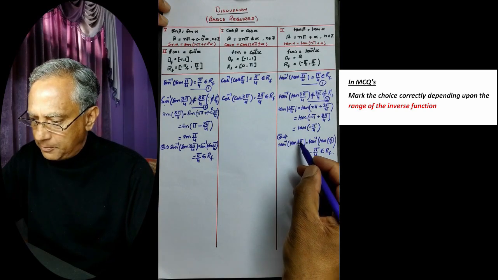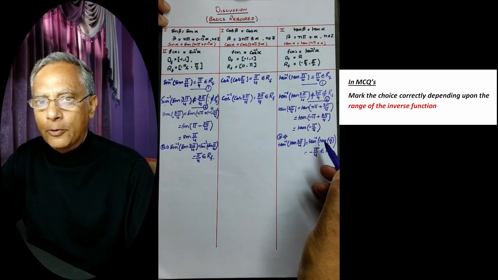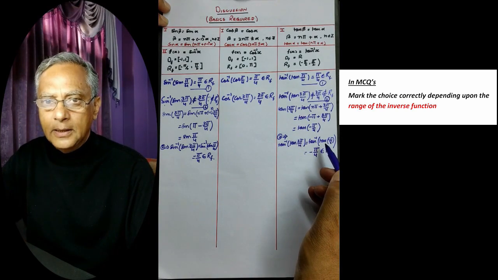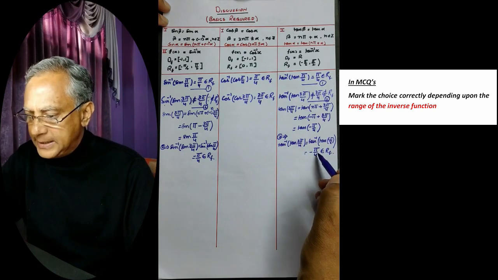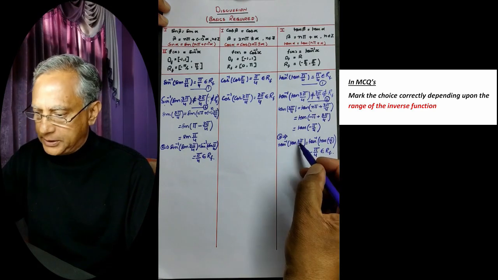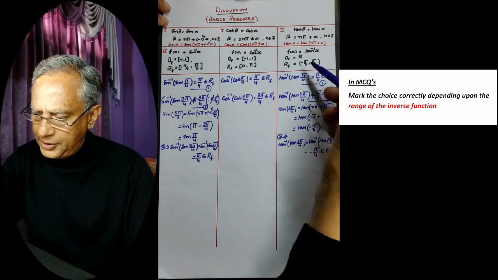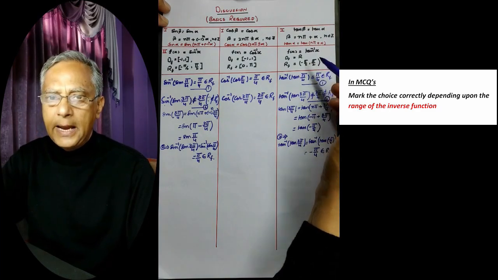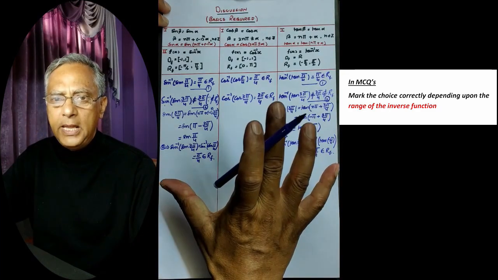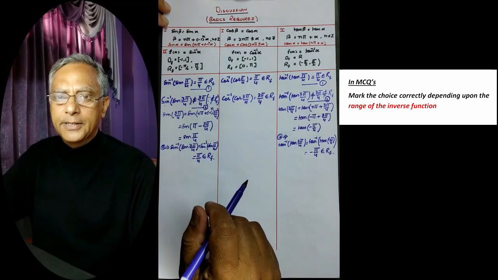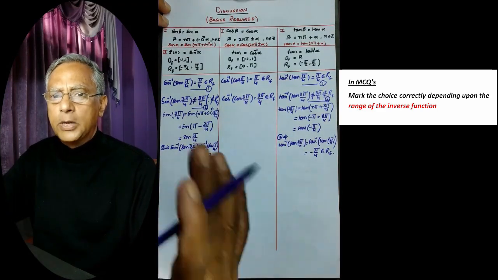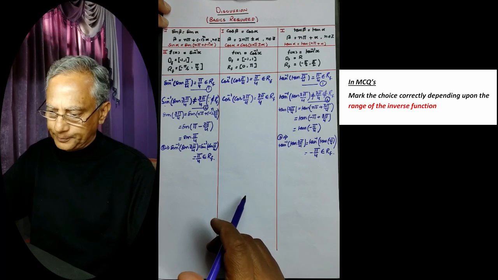Tan inverse tan 3 pi by 4 is not 3 pi by 4. It is the wrong answer. It is minus pi by 4 because 3 pi by 4 does not belong to the range and minus pi by 4 belongs to the range, and a function can take values only within its range. No function can take values outside its range.